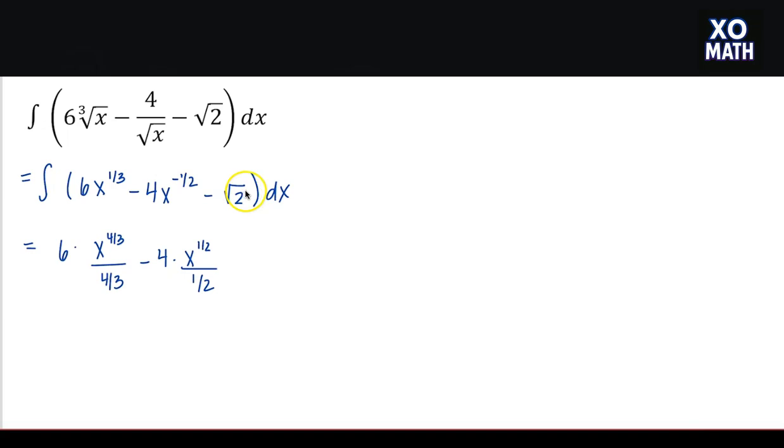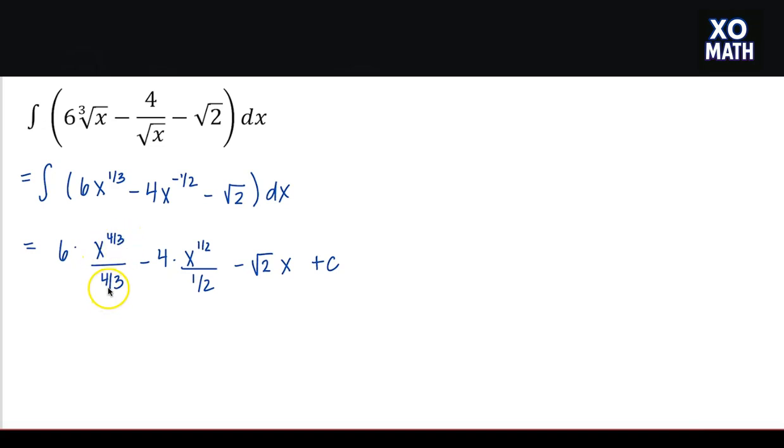And then here I have a constant. So the antiderivative of a constant is simply adding the variable, in this case x, after that constant. So it's going to become negative radical 2 times x plus c. Because this is an indefinite integral, so it gets the generic constant for a general antiderivative. And so now it's just a matter of cleaning this up.